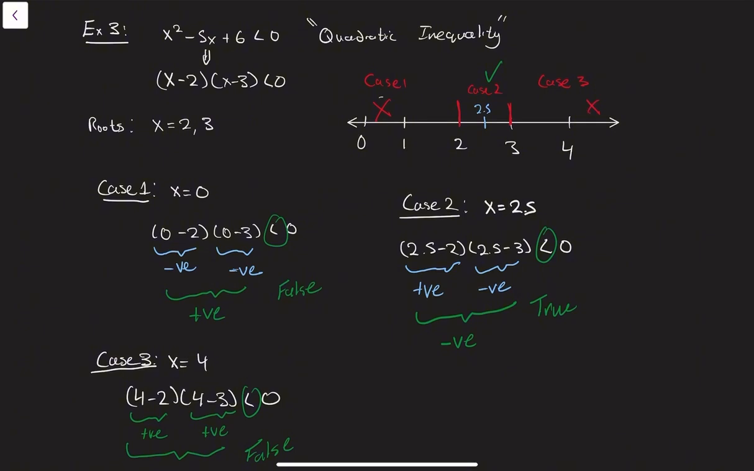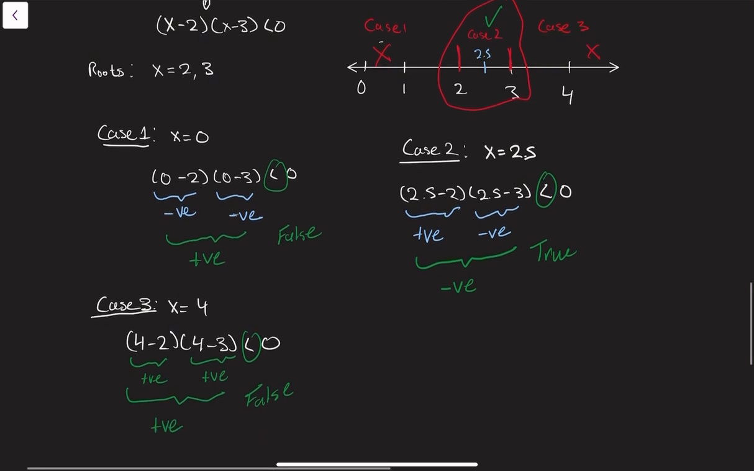And that's it. We see that our only case that satisfies the inequality is case 2. So that's our interval. That's our solution. So then in interval notation, we write that the solution is 2, 3. What brackets will we put around 2 and 3?